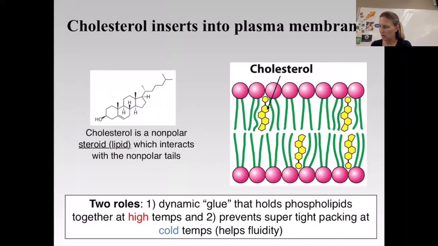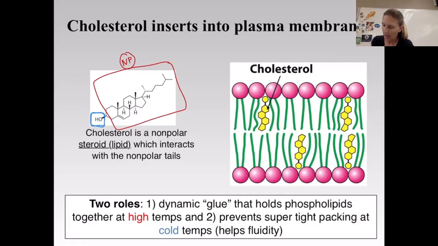So if you look at cholesterol, it is, again, primarily nonpolar. So all of this region here is nonpolar. If you look carefully, you do see this little hydroxyl functional group, which is polar. But the most of it is nonpolar. And so cholesterol is a steroid. Remember, it has those 4 carbon rings. 1, 2, 3, 4 carbon rings. It is a lipid. It's categorized as a lipid. More specifically, it's a steroid.